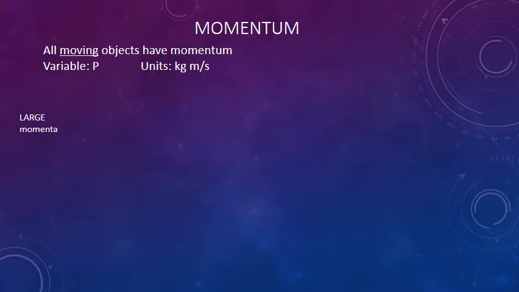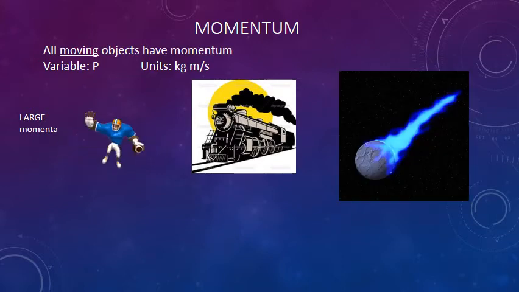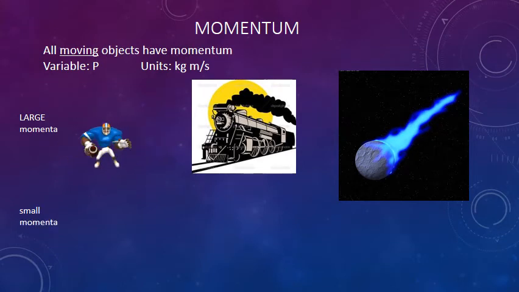So let's look at some examples. Here are some objects that have a large momenta. So a football player has a pretty large momentum. A locomotive or an engine on a train has an even larger momentum. And a comet, as it's going through space, it has a large mass and it's traveling really fast, so it has a large momentum.